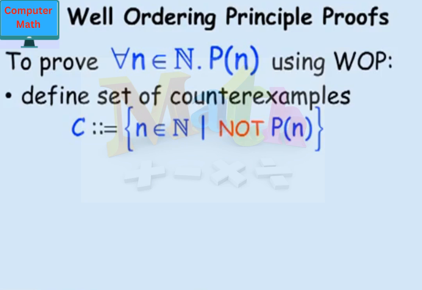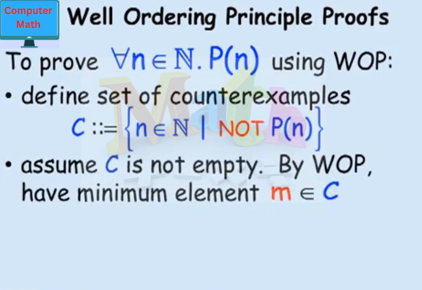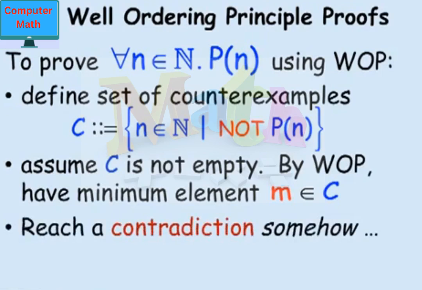Now, by the well-ordering principle, there's got to be a minimum element, call it M, that's in C. And at this point, by assuming that M is the smallest counterexample, we have to reach a contradiction somehow. Up to this second bullet, it's the template. But the third bullet is where the real math starts, and there isn't any template anymore. How you reach a contradiction is by reasoning about properties of P of n, and there's no simple recipe.